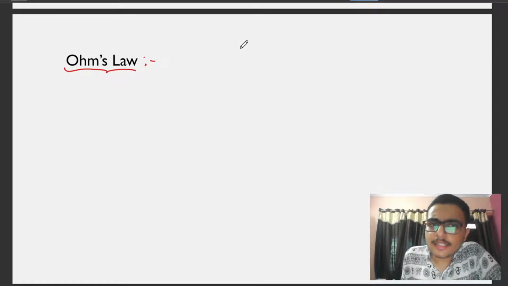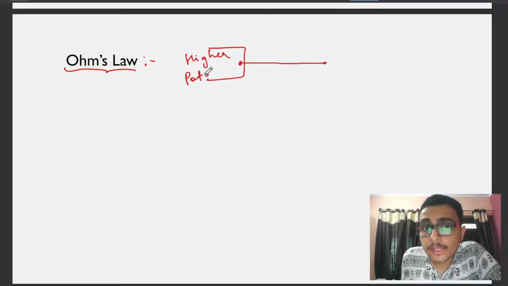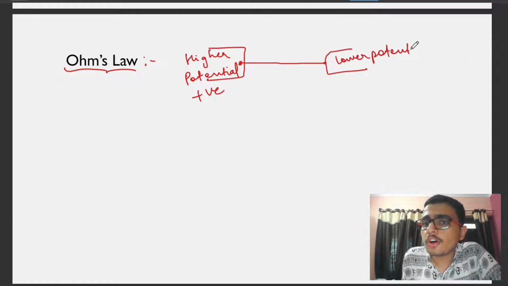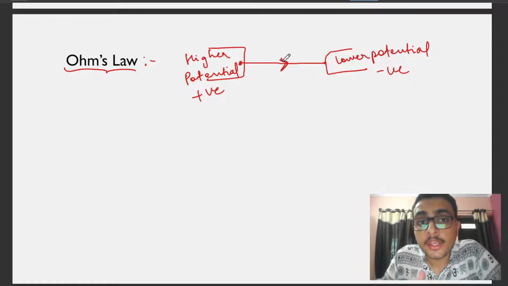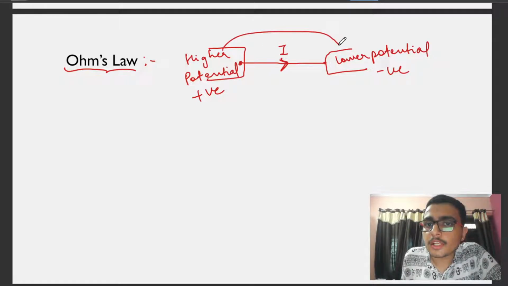What he did, he said, if I take a wire, and connect a higher potential here, a higher potential means a positive terminal here, and if I place a lower potential here, lower potential means negative terminal. He said current would flow from here to here. We said, okay, you are right. He said, let that current be I and the difference in potentials be V.